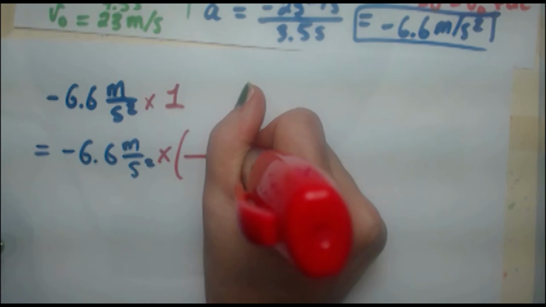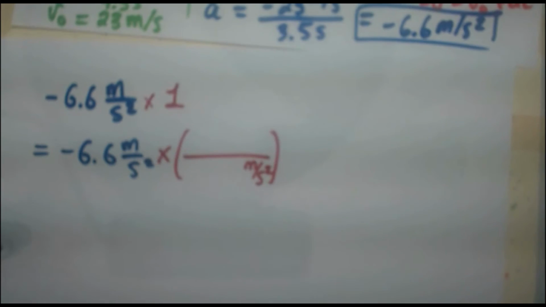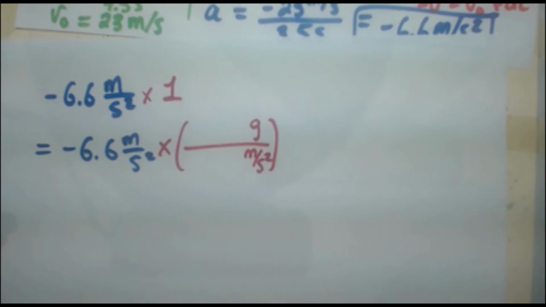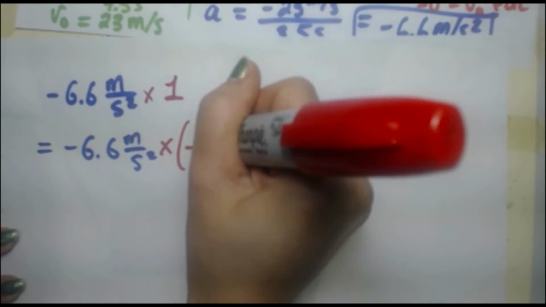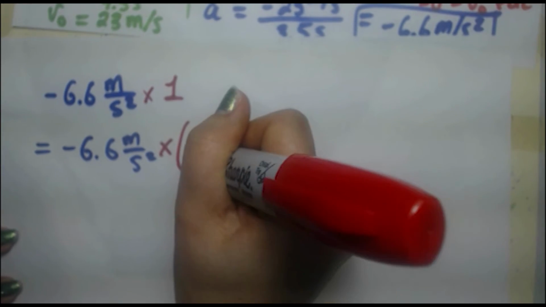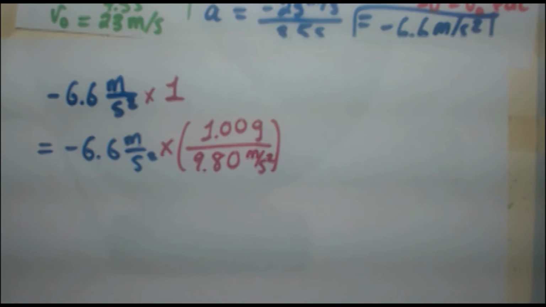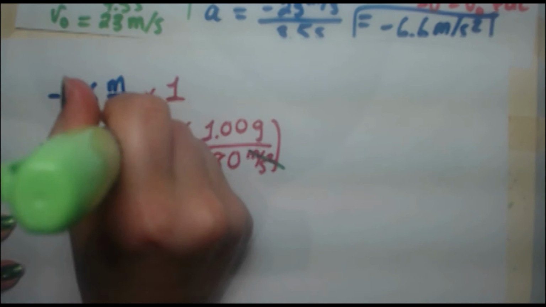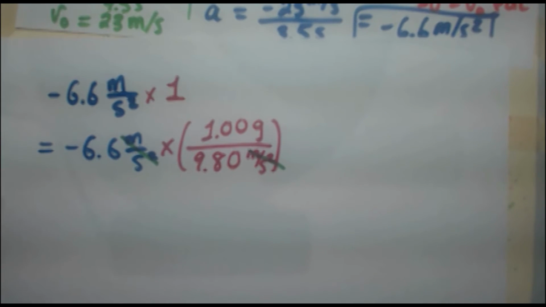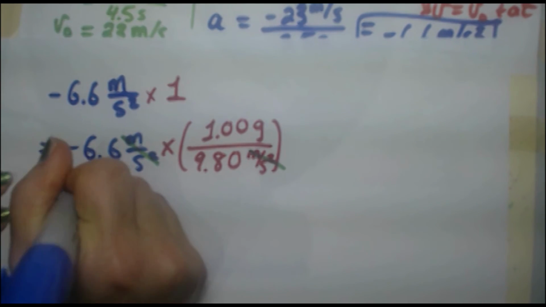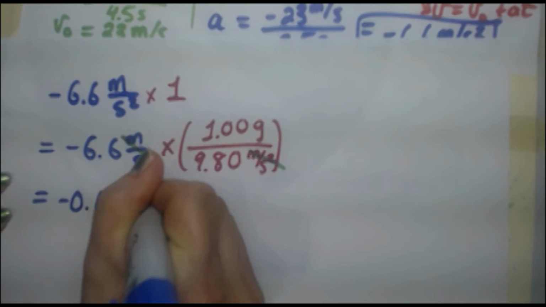We're trying to get rid of meters per second squared, so we put that in the bottom, and we're trying to achieve the unit of g, so we put that on top. The ratio of g to meters per second squared that gives us 1 is 1.00 g equals 9.80 meters per second squared. Writing it like this allows us to cancel out the meters per second squared, leaving us with the correct unit of g's. Calculating that out, it's minus 6.6 divided by 9.8, which gives minus 0.67 g's.